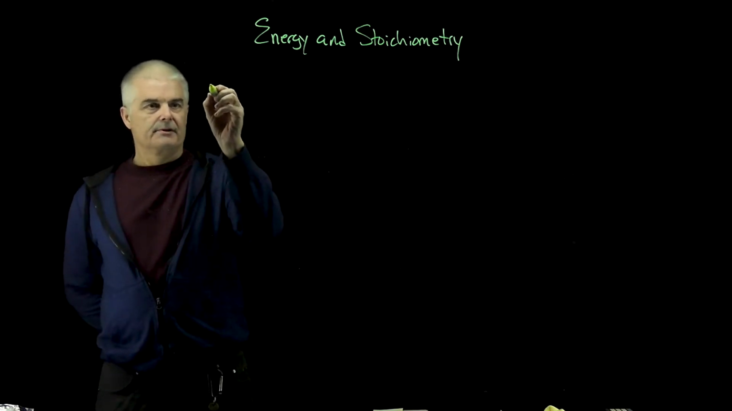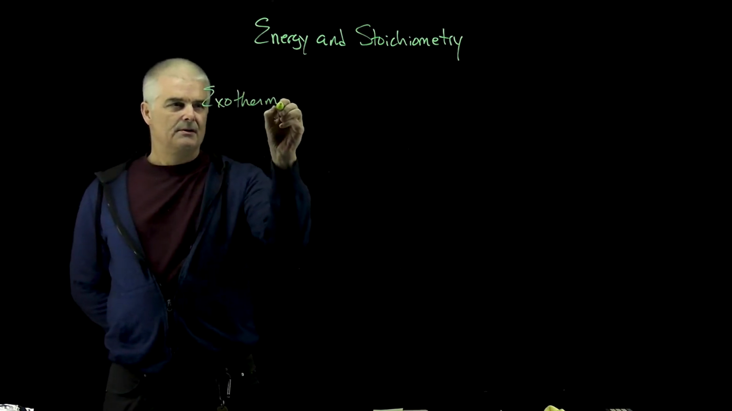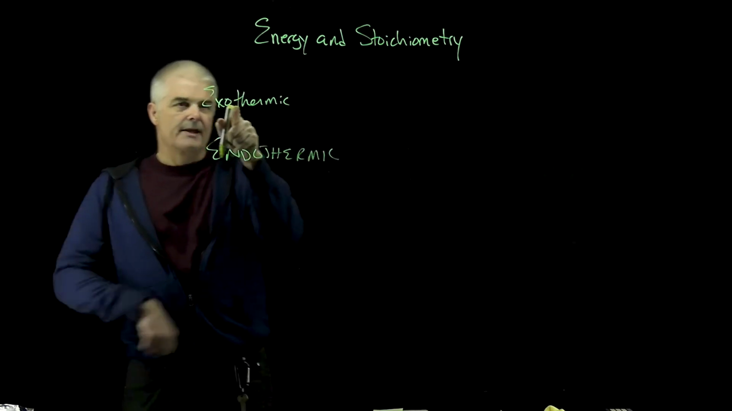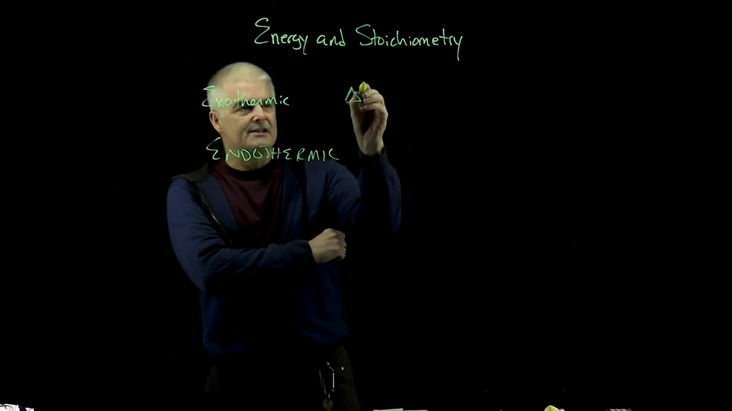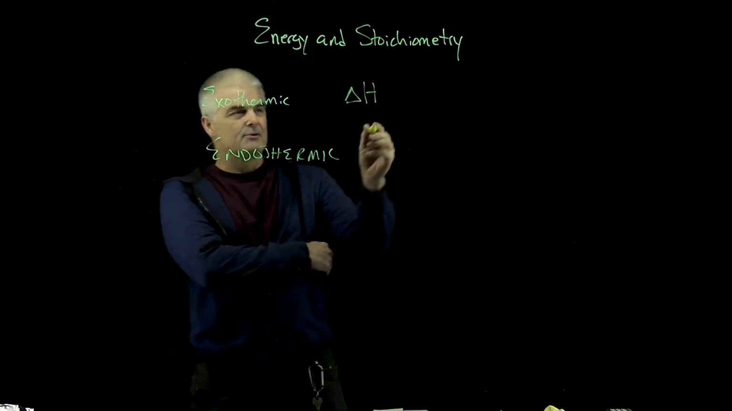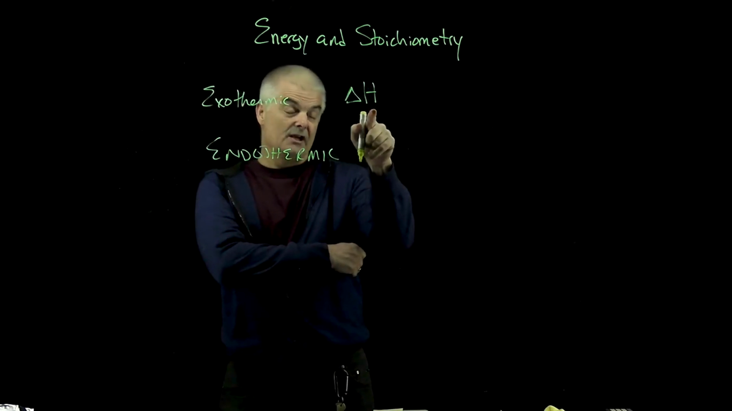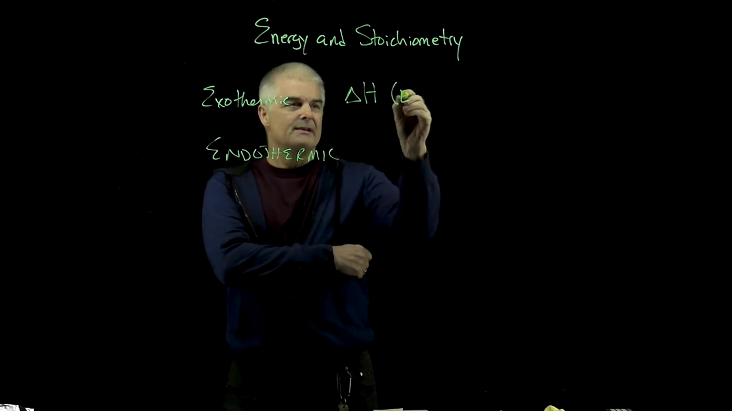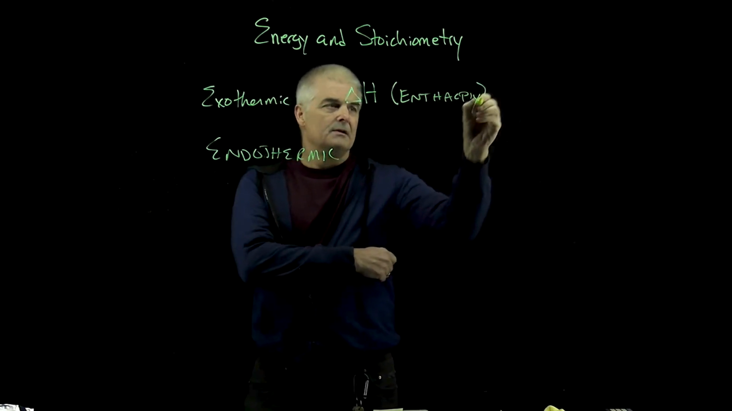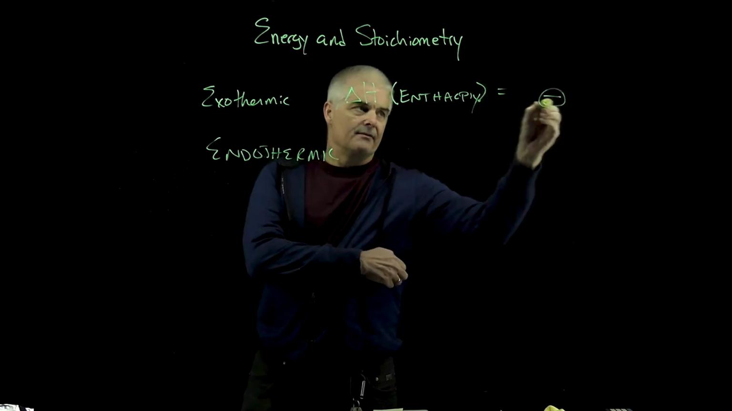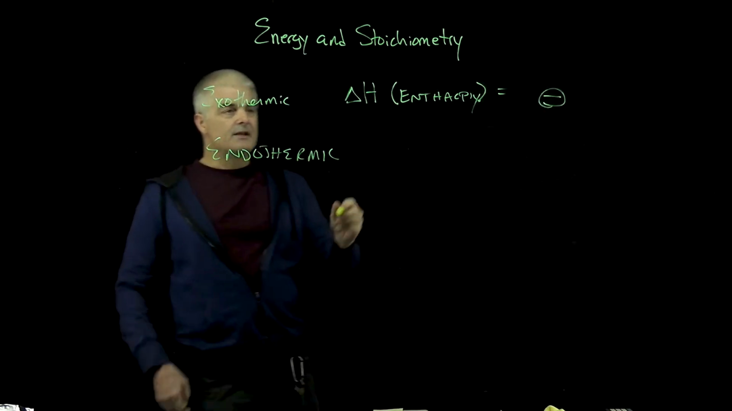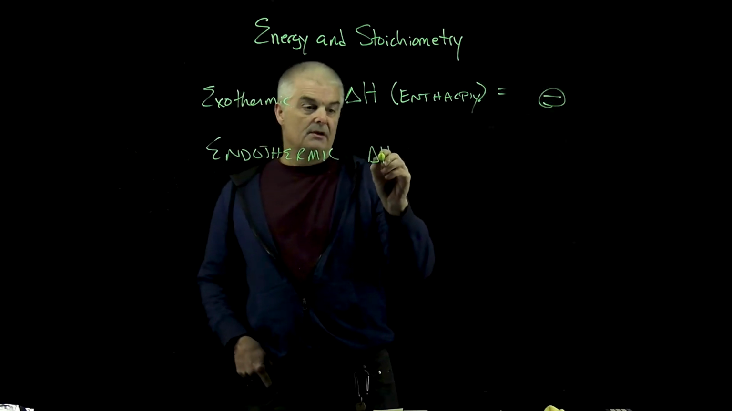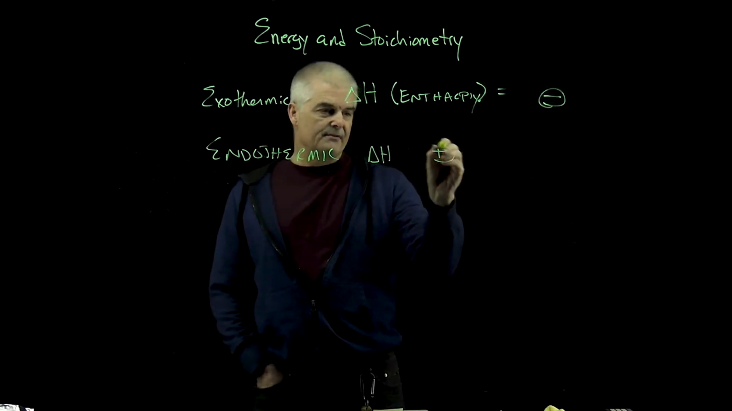So let's review here. So we've got exothermic. In an exothermic reaction, energy is released, and the delta H, the change in the heat, the big fancy term is the enthalpy, is negative, meaning the energy is released, right? If it's endothermic, the delta H, the enthalpy, would have a positive value.